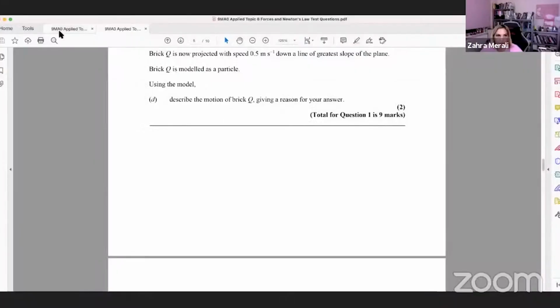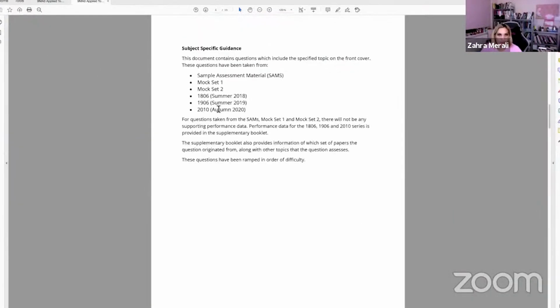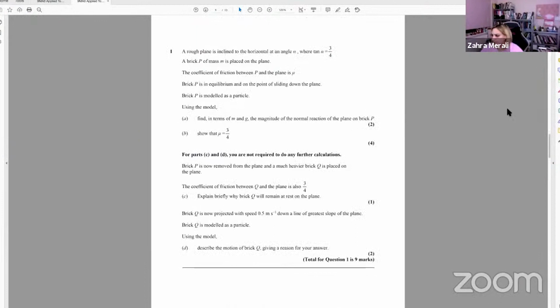Right, so let's open the file. Here we go. Okay, so we've got question 1 there. So we've got a rough plane inclined to a horizontal at an angle alpha where tan alpha is 3/4, a brick of mass P. So always draw yourself a diagram. It's so much easier. It's much nicer when they draw it for you, but they haven't in this case.